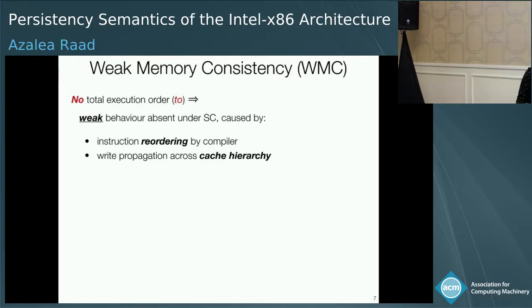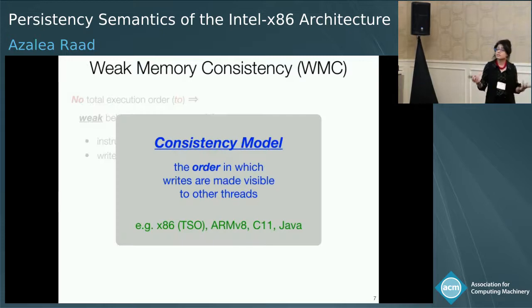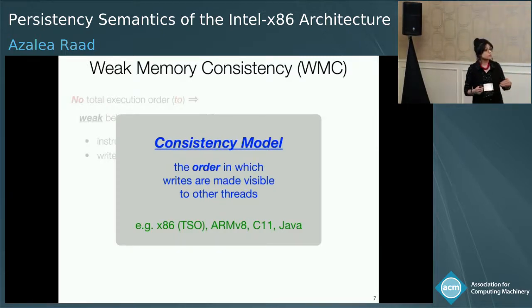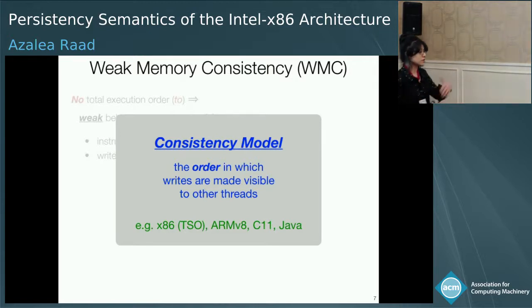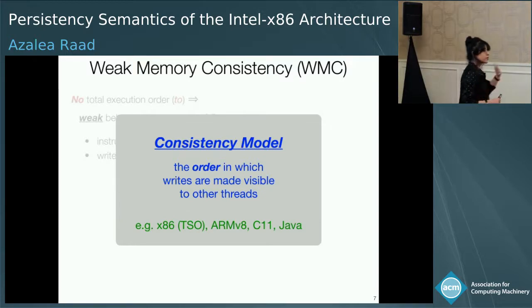This could be because either your compiler decides to reorder some instructions, or because of the way the writes are propagated across the cache hierarchy. Now, since we no longer have this total execution order, what we typically use to describe the behavior of such programs is something called a consistency model. A consistency model essentially describes the order in which the writes of one thread become visible to all other threads. There are several consistency models out there, both at the hardware level and the language level. For instance, we have the x86 TSO model that I will talk about later.